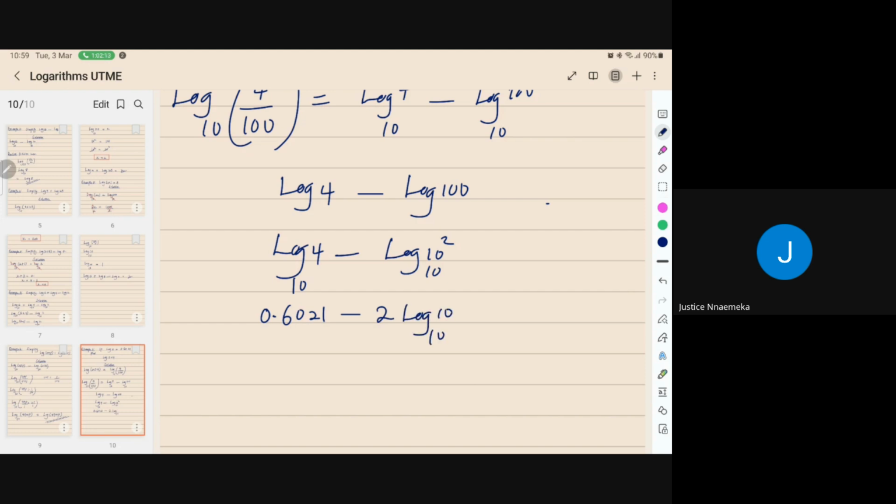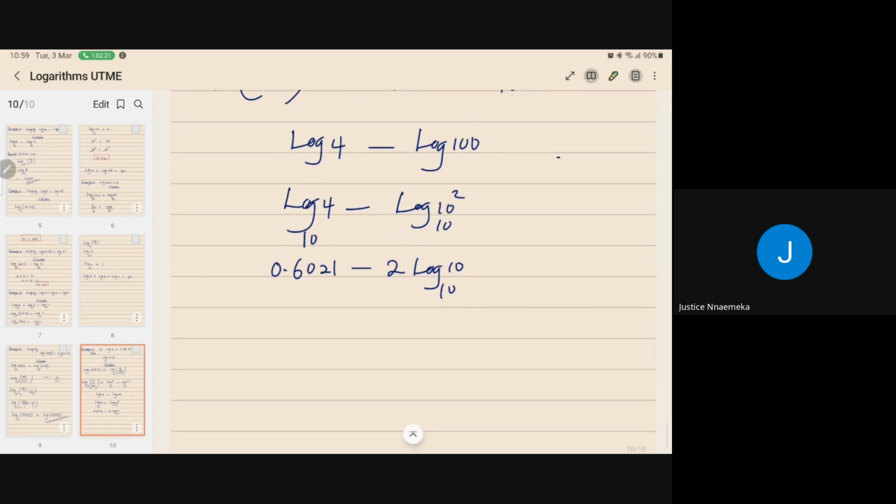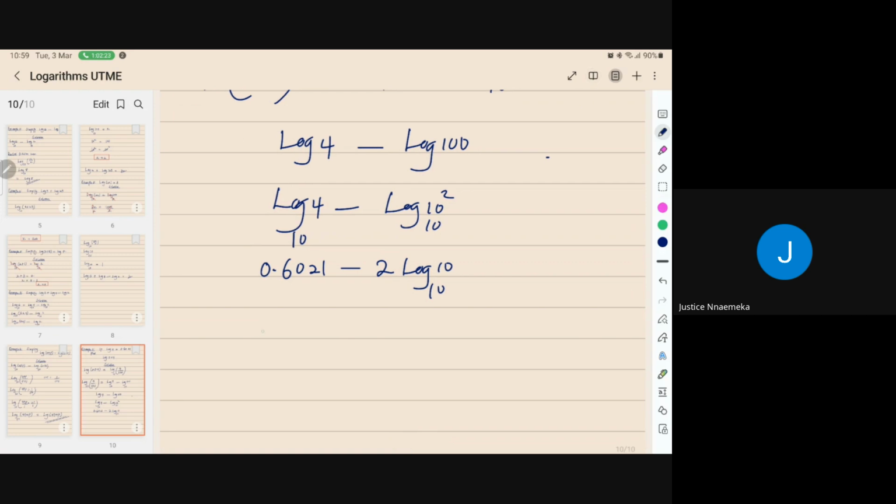If you understand that, please give me a thumbs up. Good. Now, I said that log 10 of 10 will give us 1. Log to the same base will give us 1. So this is 0.6021 minus 2 times what? 1. So I have 0.6021 minus 2. So therefore, this is going to give us what?